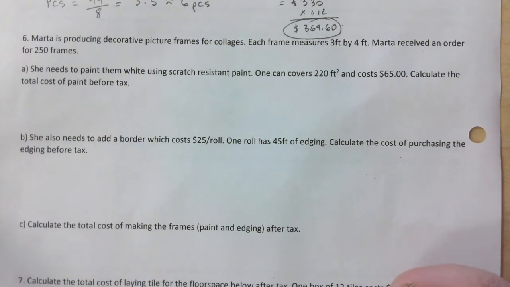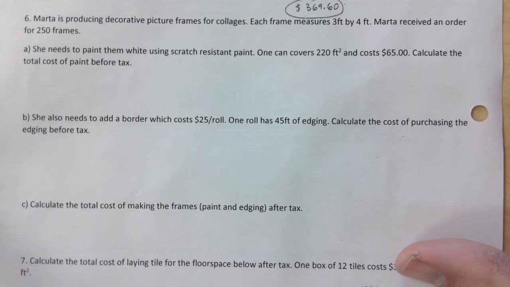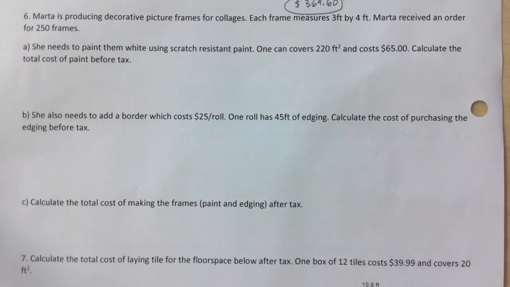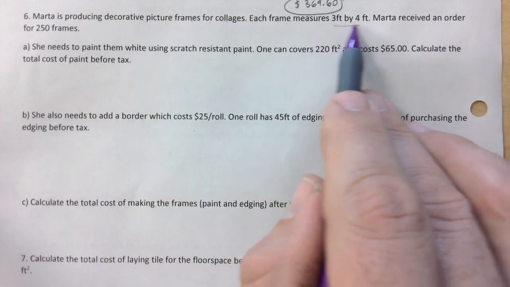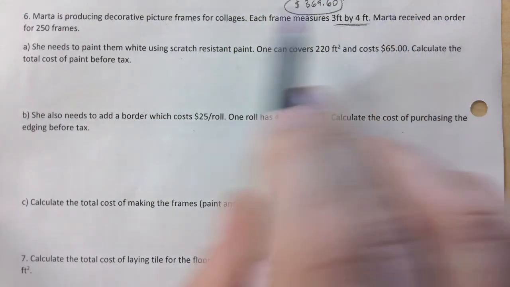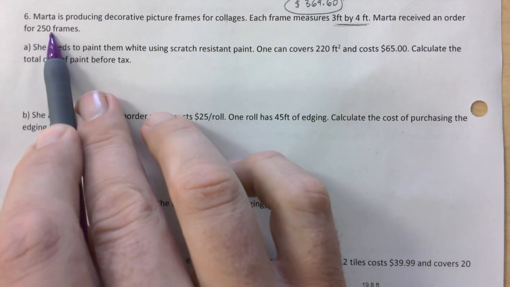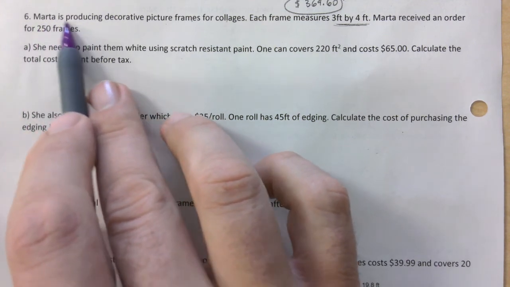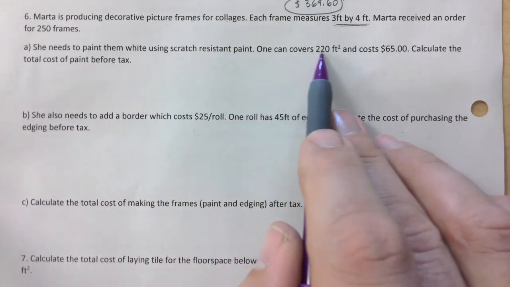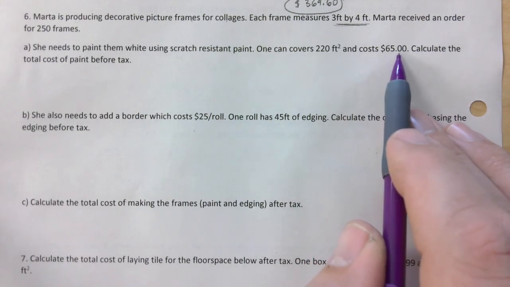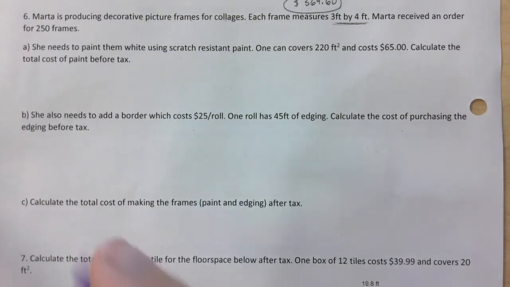Got 7 minutes left. We'll see how we can get this one. Was a little bit more. There's quite a bit of work involved in this one here. So you're producing picture frames for collages, right? And they measure 3 feet by 4 feet. And you received an order for 250 frames. So that's like how many bedrooms you're carpeting or how many coats you're putting on. That's what that is. So she needs to paint them white using scratch resistant paint. One can covers 220 square feet and it costs $65. Calculate the total cost of paint before taxes.